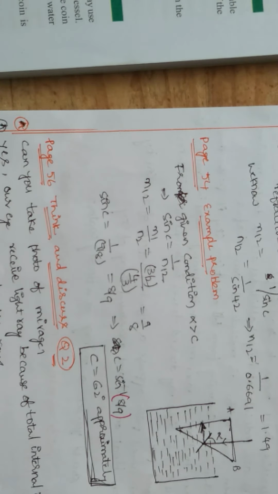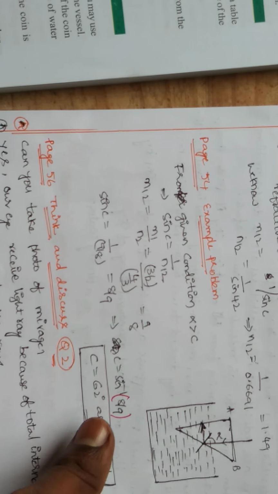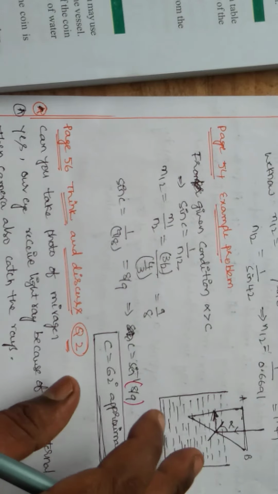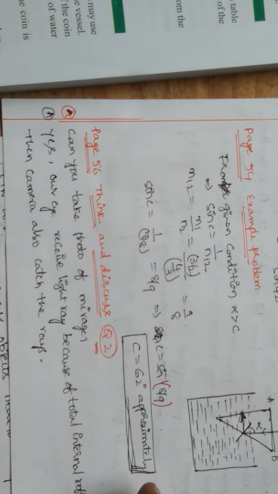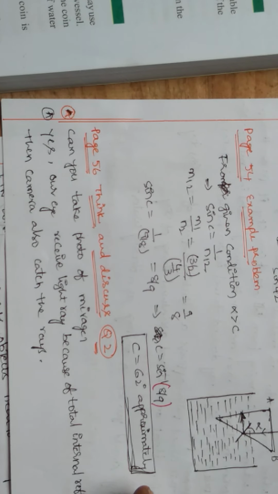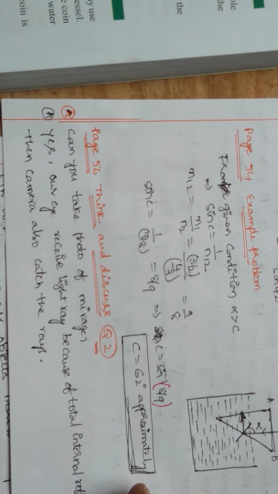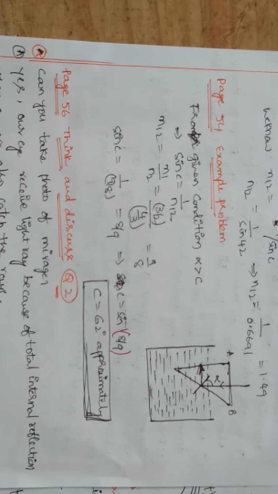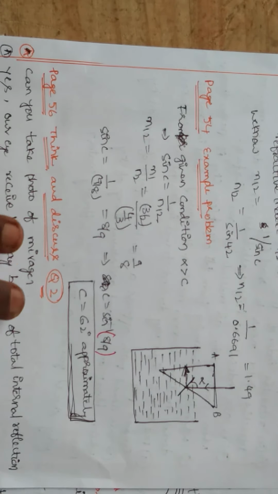Now we may have one type of question, that is on page number 56. That question is there in Think and Discuss. What is that question? Can you take the photo of a mirage? Can you take the photo of a mirage is the given question.